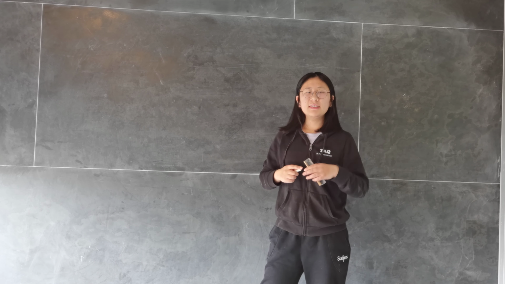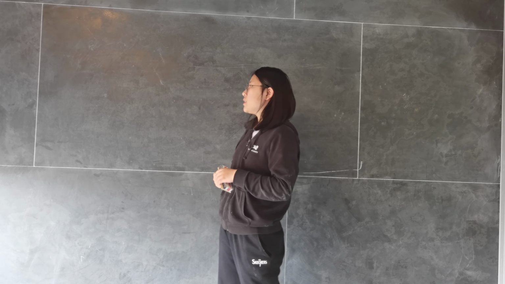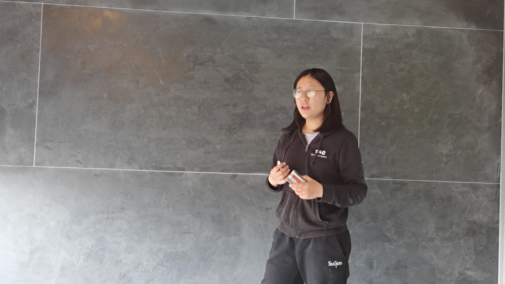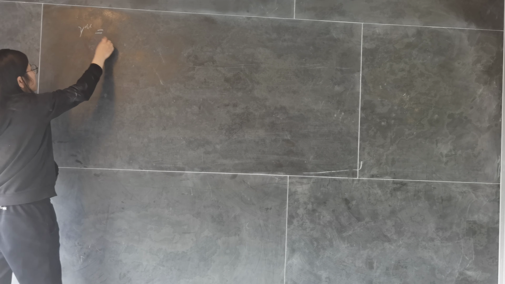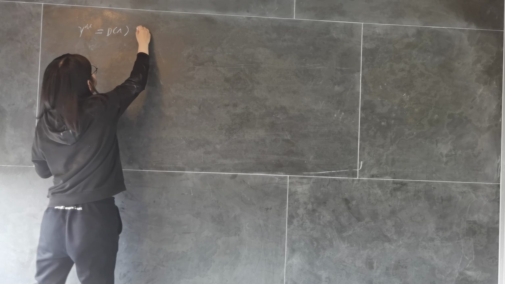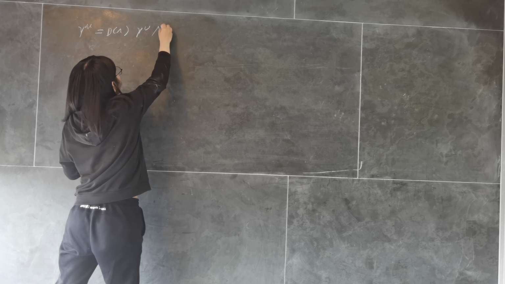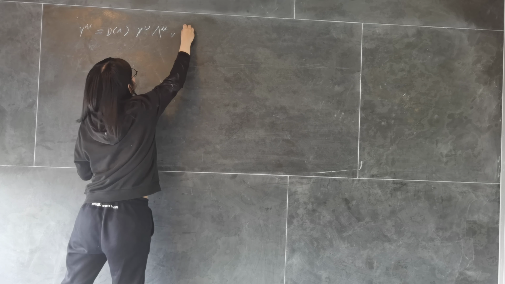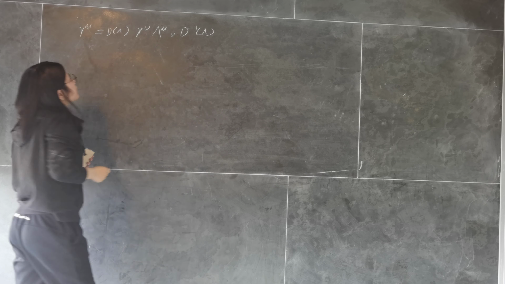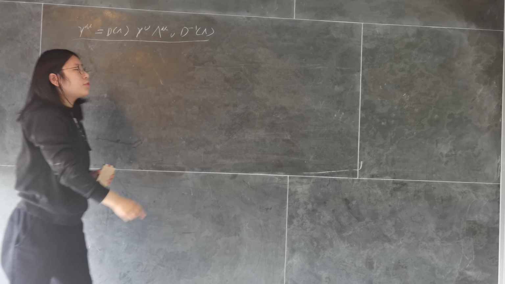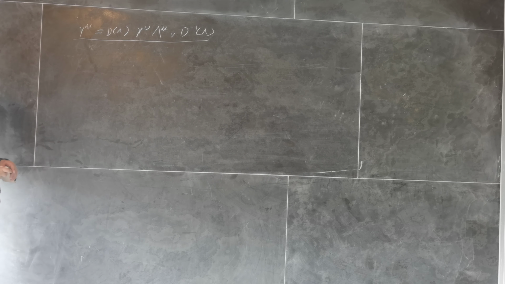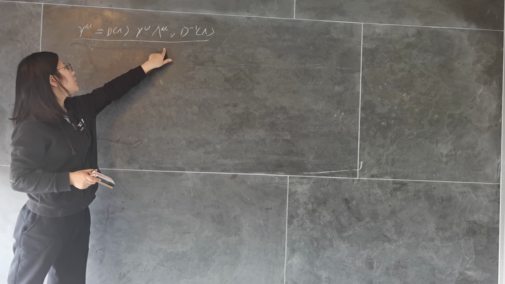I'm Jiayuan. In the last video, we talked about the covariance of the Dirac equation, and we know that in order to make the Dirac equation covariant, we need to impose a condition which says that gamma mu equals D of lambda, gamma mu, lambda mu nu, D inverse of lambda. So this is the condition that we need to make the Dirac equation covariant. So what can we know from this equation?